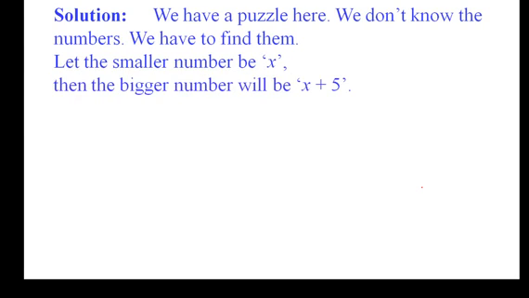We have a puzzle here, we don't know the numbers, we have to find them. For this, let the smallest number be x. Unknown number means x, we already discussed it. Now second number should be x plus 5. So the largest number is x plus 5. Exceed means plus 5, decrease means minus 5. Like that we have to take.